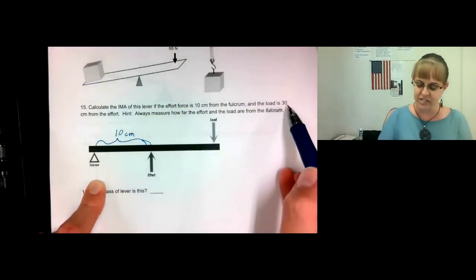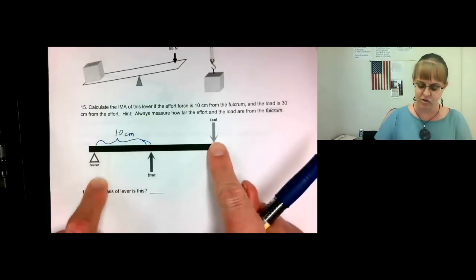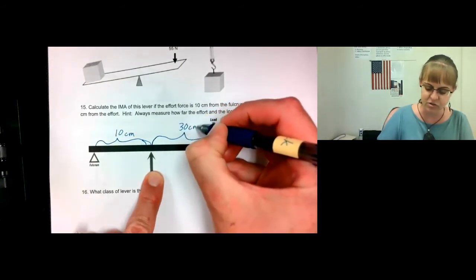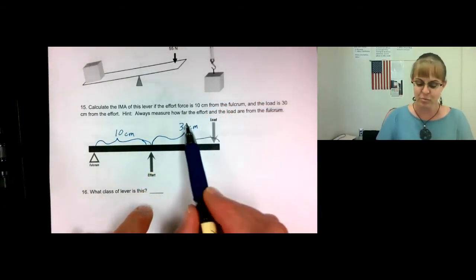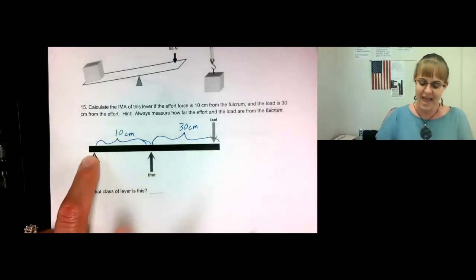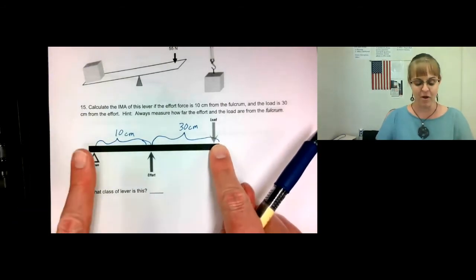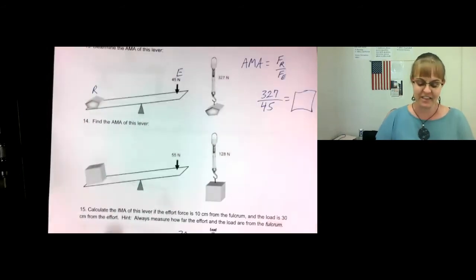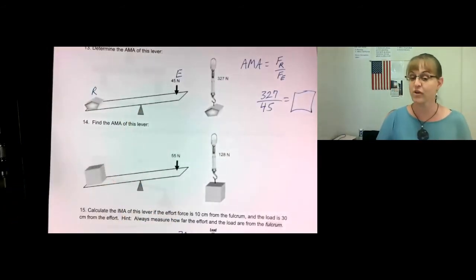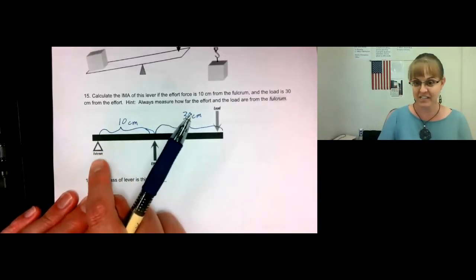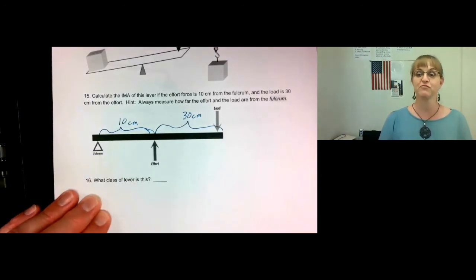Then, the load is 30 centimeters from the effort. There's your load, there's your effort. So this distance is 30 centimeters. But be careful. You must measure how far the effort is from the fulcrum, and how far the load is from the fulcrum, not just from the middle. See, in these problems, the fulcrum happened to be already in the middle, so that was easy. But when the fulcrum is not in the middle, you must measure how far it is from the fulcrum, not how far from the middle.